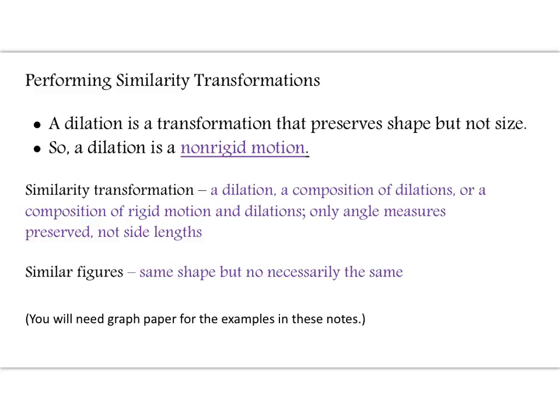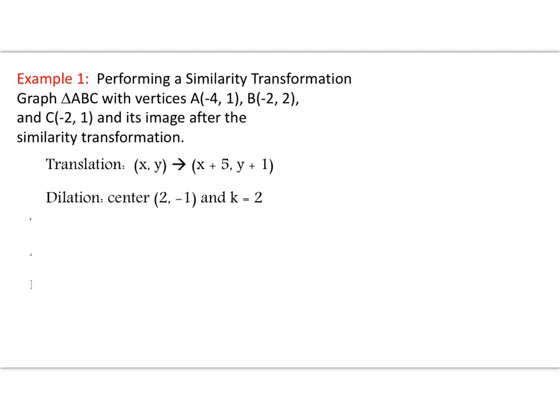So a similarity transformation is a dilation, a composition of dilations, or a composition of rigid motion and dilations. Only angle measures are preserved, not side lengths. And similar figures are same shape but not necessarily the same size. All right, so you're going to need some graph paper for the examples in these notes. All right, so let's take a look at example 1, performing a similarity transformation.